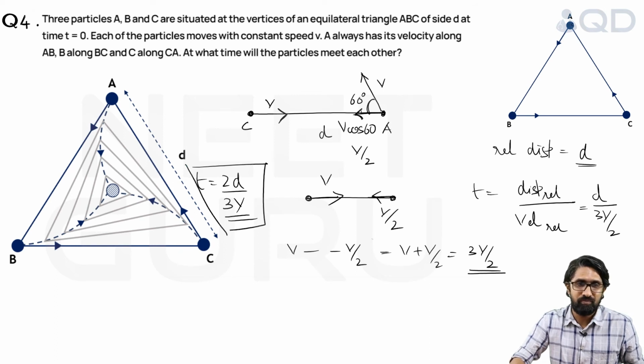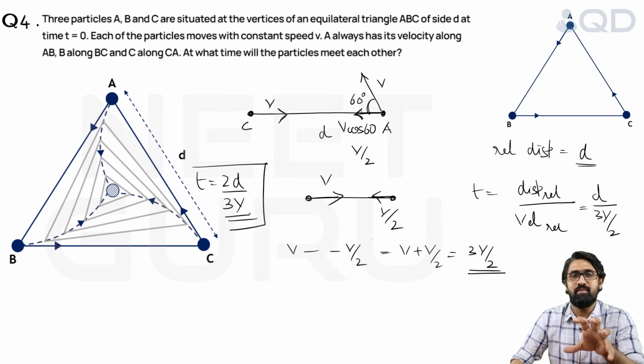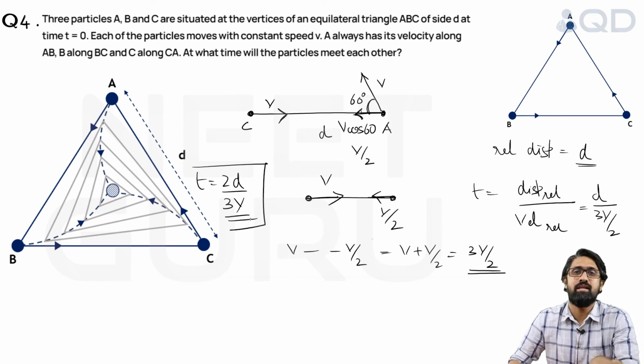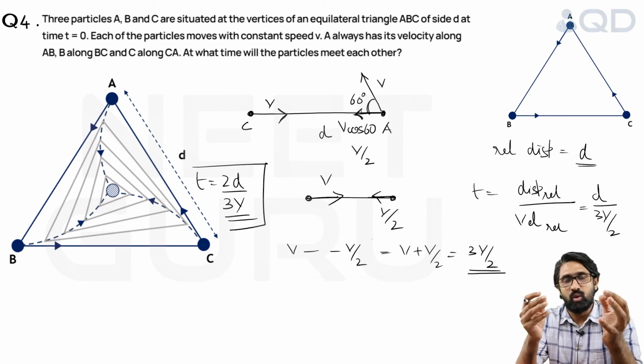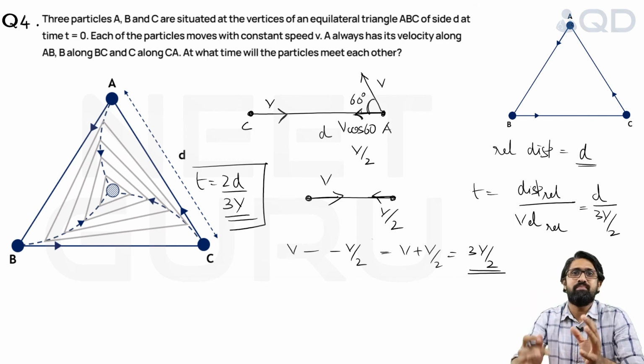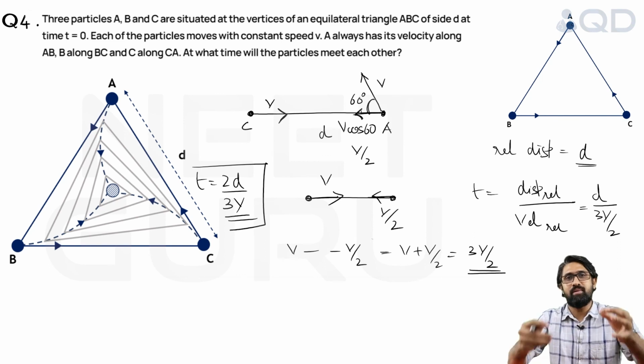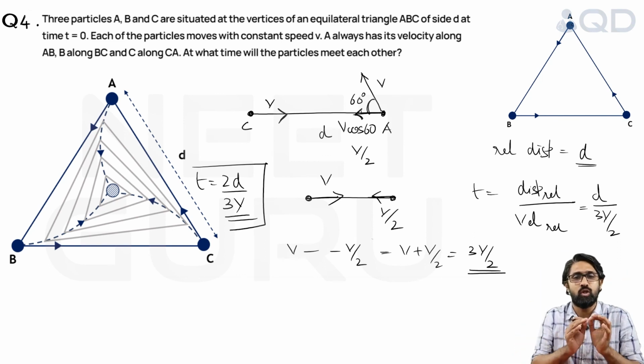You can solve similar questions with this method. There are many questions that can be asked in the same pattern. You can have particles at the vertices of a square, and you can have particles at the vertices of a hexagon or a pentagon. Any regular shape with particles at the vertices can be solved using this logic.